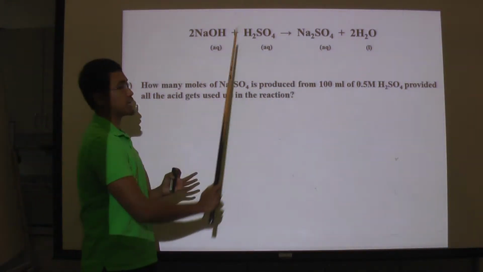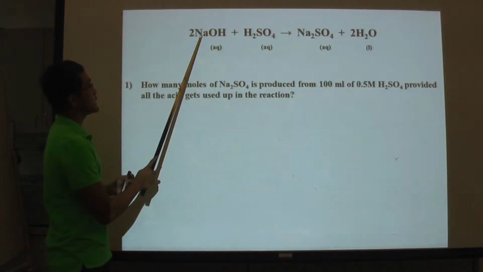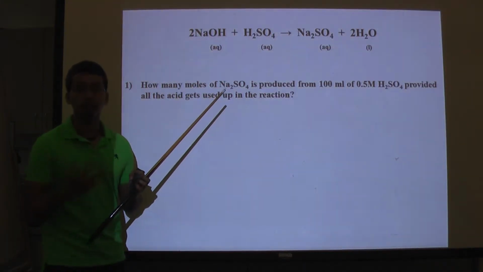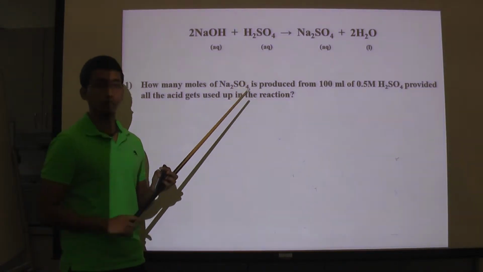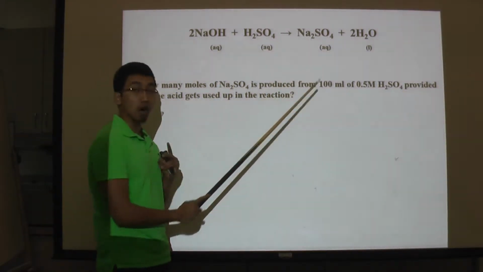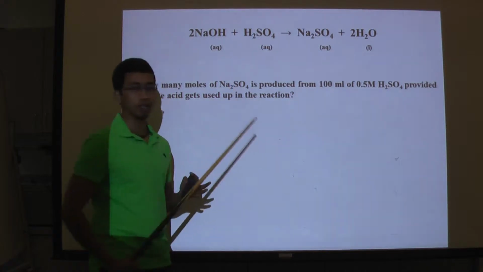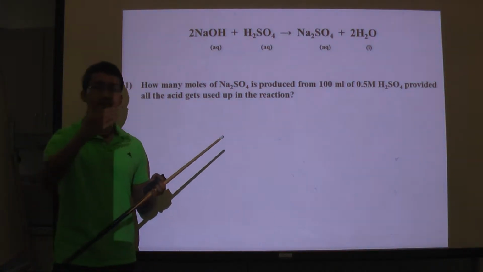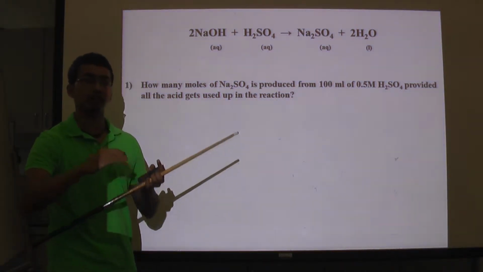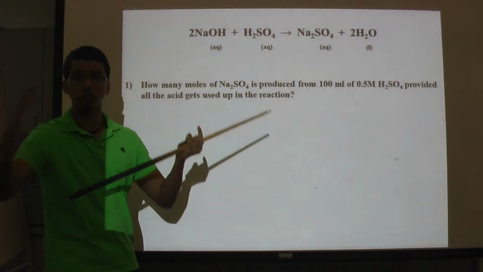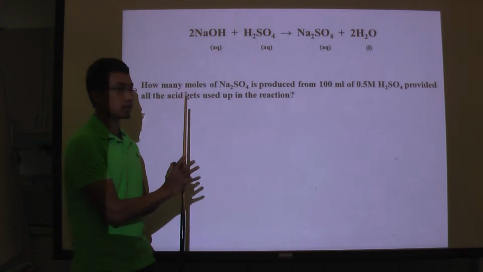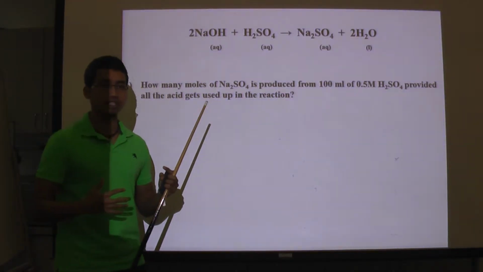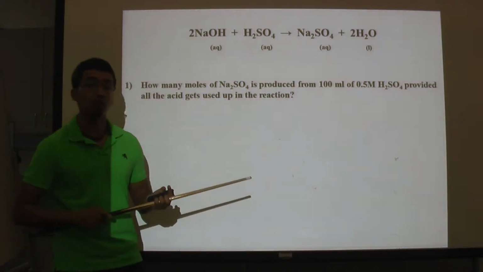Now what does this equation tell us? This equation tells us that if we have 2 molecules of sodium hydroxide and it reacts with 1 molecule of sulfuric acid, it will give us 1 molecule of sodium sulfate and 2 molecules of water. We can extend this from the molecular level to a large number of particles, a large number of molecules. Obviously we cannot separate out 2 molecules and 1 molecule. So what we do is we extend it to number of moles.